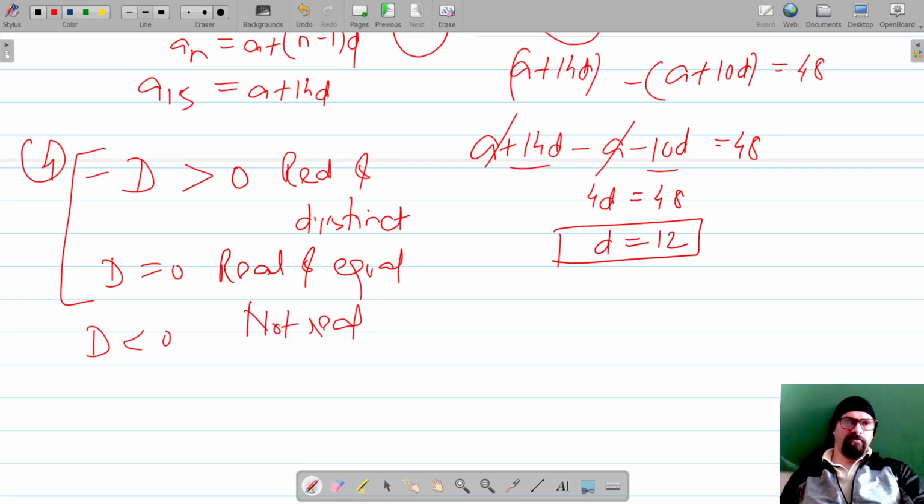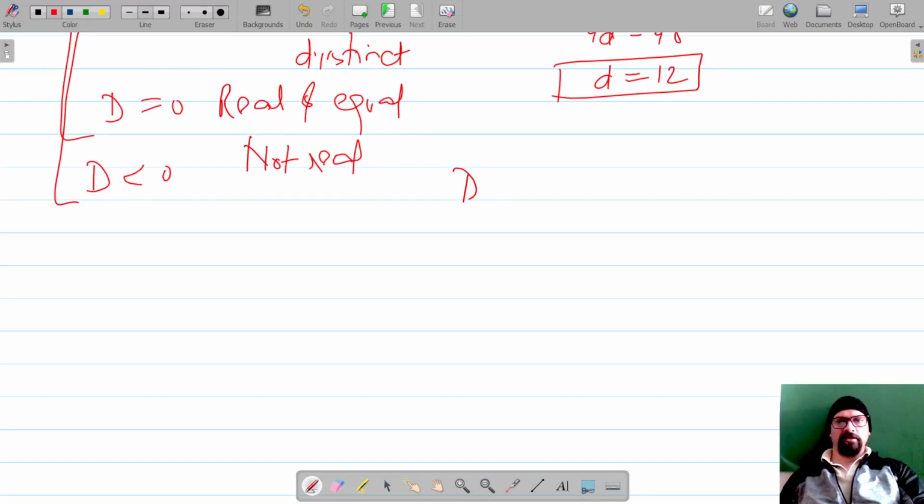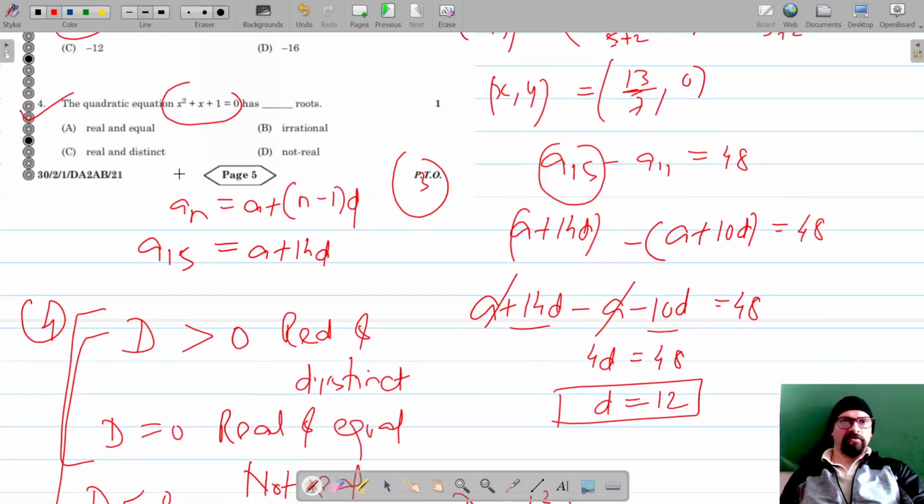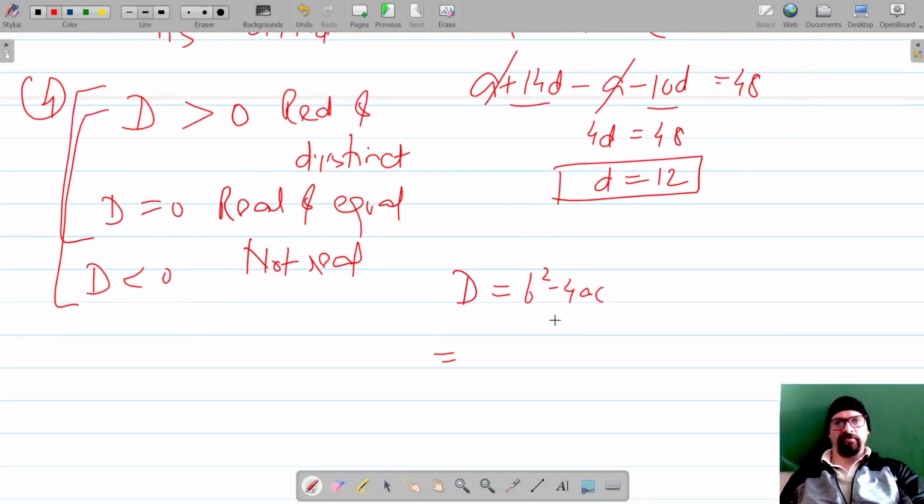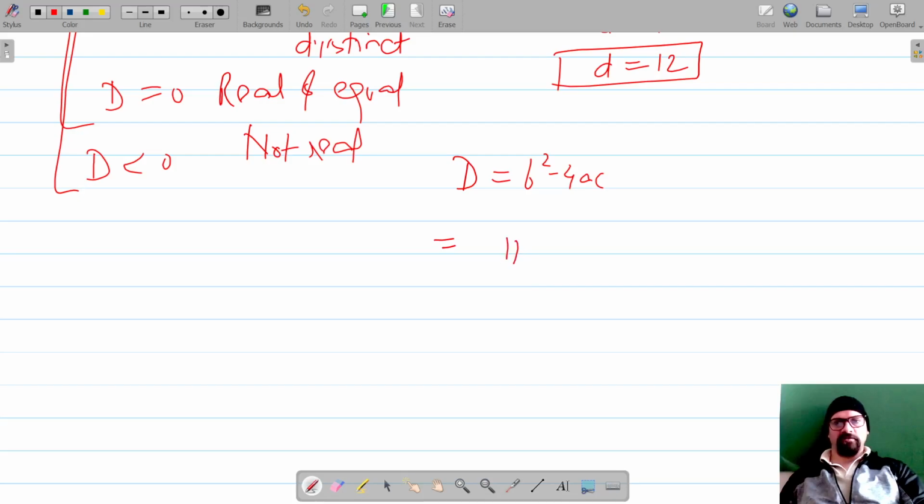Not real. And how do we find D? D is the discriminant. D is equal to B square minus 4AC. And in this equation here, A is the coefficient of x square, which is 1. B is equal to 1. C is equal to 1. Let's replace their values. So this is 1 square minus 4 into 1 into C, which is 1.